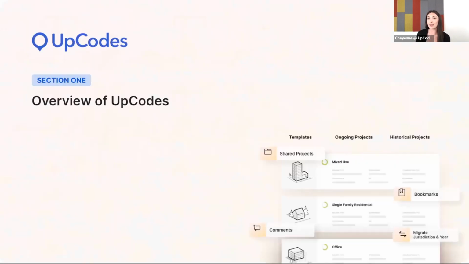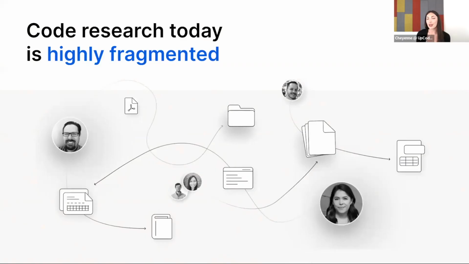So let's take a few minutes to look at the UpCodes platform. We all know code research is highly fragmented, whether it's knowing which codes are relevant or navigating the various iterations of code adoptions and amendments. All of this is time-consuming, fragmented, and expensive. And then understanding how specific code requirements translate into real-world applications can take hours, if not days. Not to mention the time needed to generate accurate code reports and analyses specific to a project.